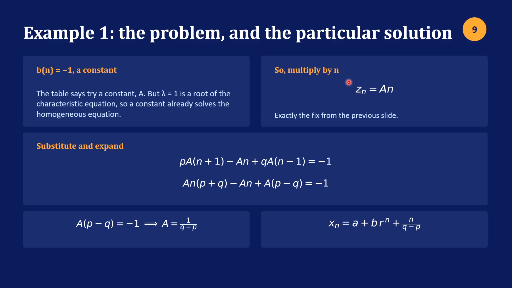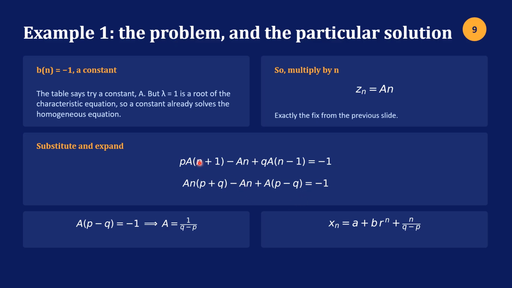And so we use this. We substitute this into our equation, the full equation with the minus 1 in it. So we have that here. Since this is x sub n plus 1, when we plug this in here, we have a times n plus 1. This is just x sub n, or z, I should say z sub n, and then z sub n minus 1 is just a times n minus 1. Of course, the p and q is part of the equation.